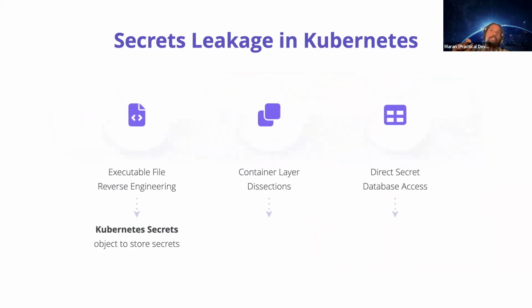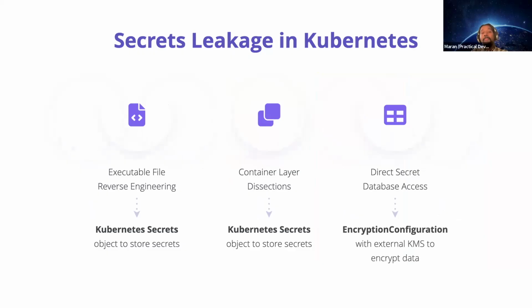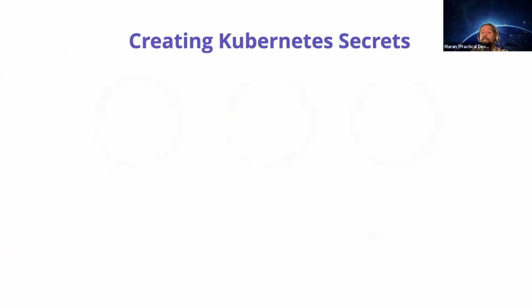So, Kubernetes Secret objects. If you don't want to store secrets within your executable files, you can use the Kubernetes Secret objects to store those secrets. And if you don't want to store secrets in container layers, you can also use the Kubernetes Secret object, right? And we know how to secure Kubernetes Secret objects to a reasonable degree by using encryption configuration with an external key management solution to encrypt data, right?